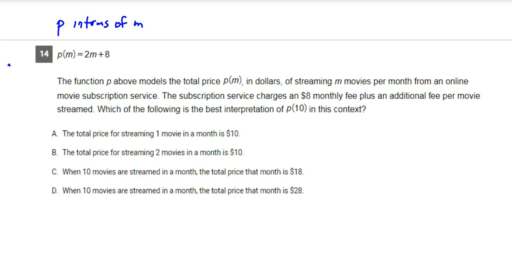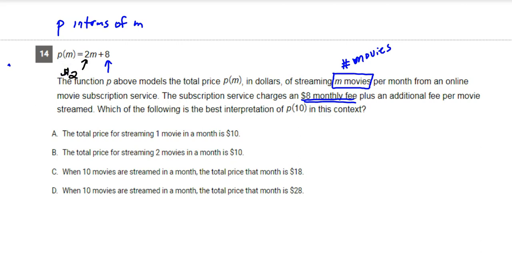The function P above models the total price, in dollars, of streaming M movies. So M is the number of movies per month on an online movie subscription service. The service charges an $8 monthly fee, so that's a flat fee. That's what this number represents, the $8 flat fee, plus you get an additional fee per movie. So it looks to me like, if M is the number of movies, they're charging $2 per movie plus an $8 fee.